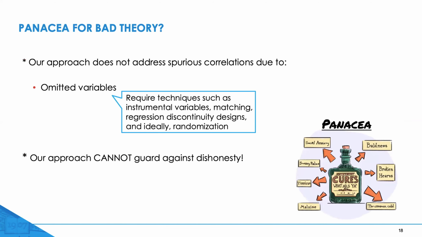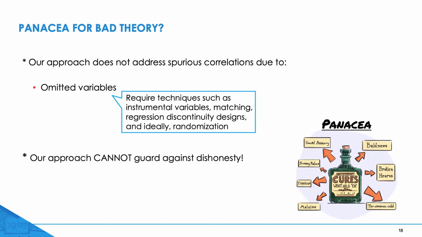But of course, we are not offering a panacea. If you engage algorithms in the way that we propose, you do not have a panacea against bad theory. First of all, bad theory could be due to spurious correlations, and the source of that spuriousness could come from omitted variables. That is not something that we can deal with. That still requires techniques such as instrumental variables and ideally randomization.